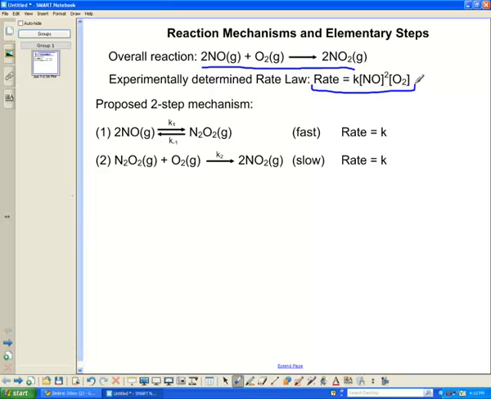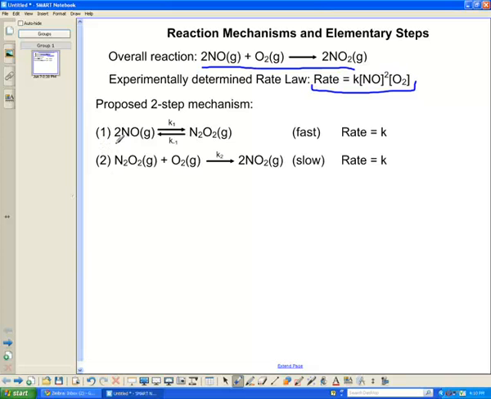Now, it turns out that the experimentally determined rate law, just like the determination of rate law that we've seen before, comes out to be this. So second order with respect to NO and first order with respect to O2. And based on that, several different possible mechanisms can be postulated. Alright? And this here is an example of a potential two-step mechanism.